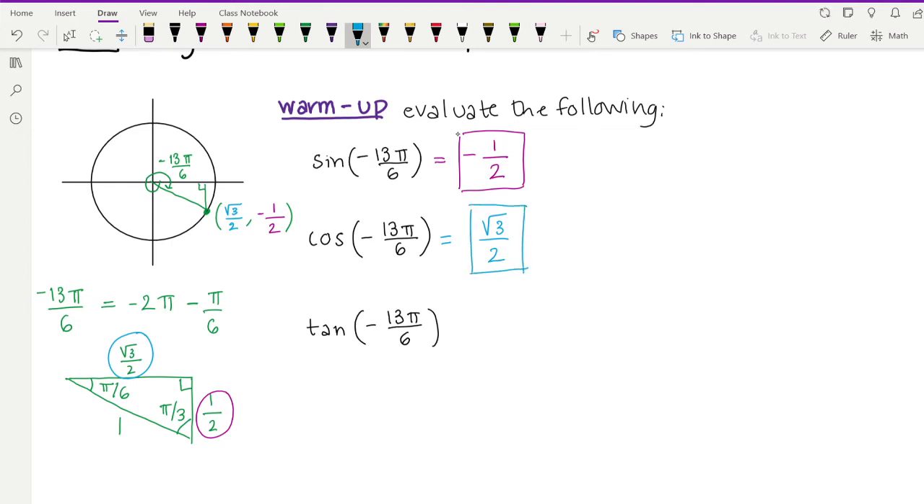And then to evaluate tangent, we need to divide sine by cosine. So basically the y coordinate divided by the x coordinate. And so that's going to be negative 1/2 divided by square root of 3 over 2. In the last video, I showed you how, if you're dividing by a fraction, you can rewrite it as multiplying by the reciprocal of that fraction. So you're welcome to write it like that.